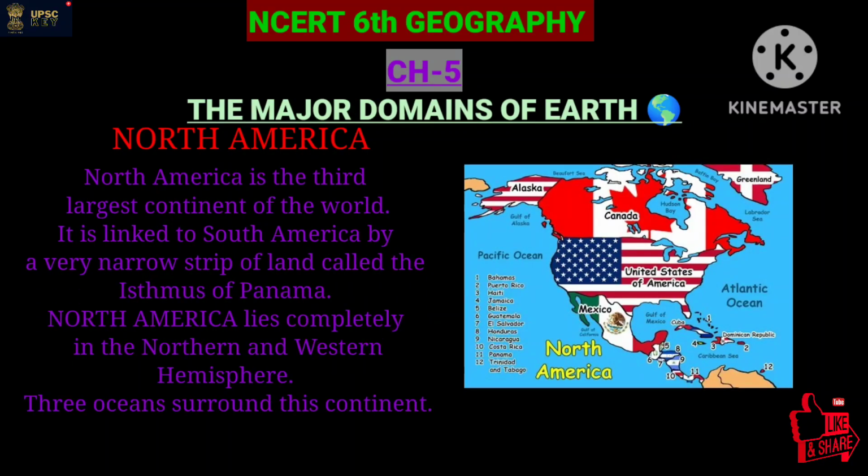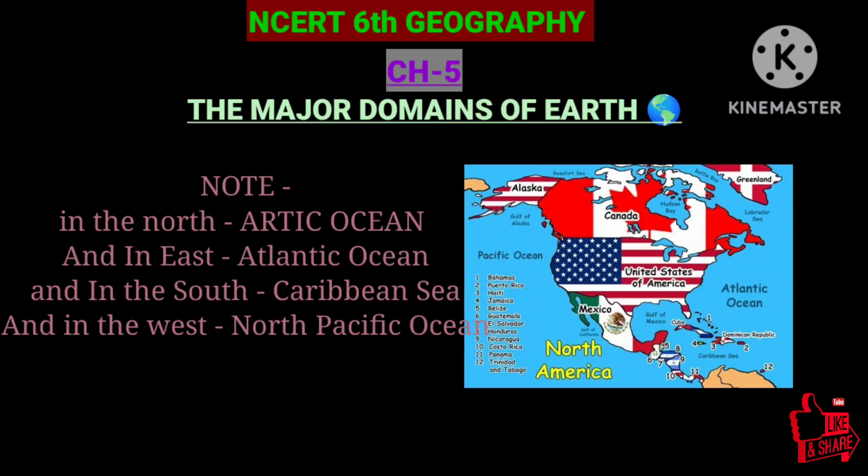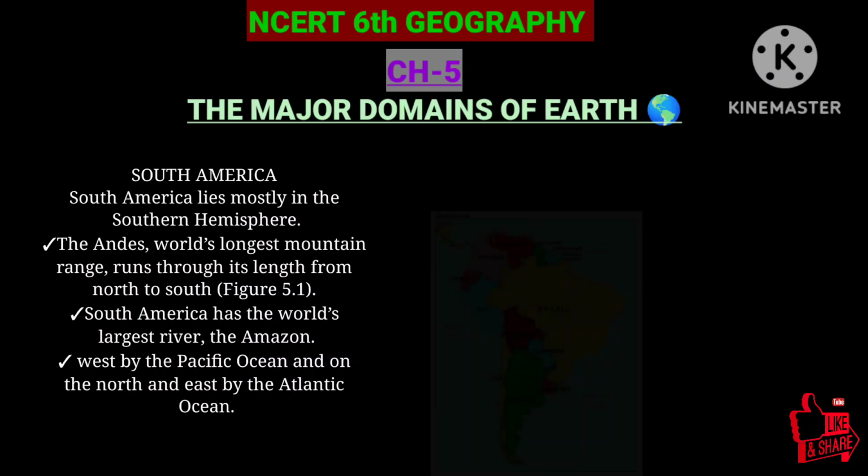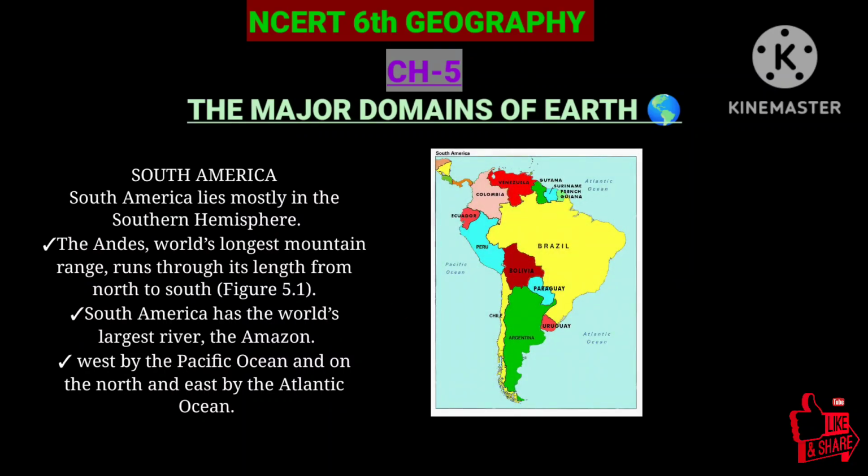Another continent is North America. North America is the third largest continent of the world. It is linked to South America by a very narrow strip of land called the Isthmus of Panama. North America lies completely in the northern and western hemispheres. Three oceans surround this continent. In the north, the Arctic Ocean, in the east, the Atlantic Ocean, in the south, the Caribbean Sea, and in the west, the North Pacific Ocean.